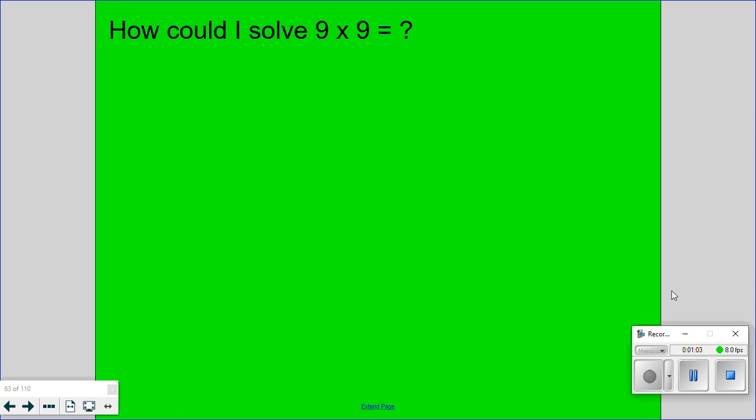Okay. Ariana? Yes, we've got that break apart. We might break apart the 9 into 2 smaller, easier equations. What else could you do? A strategy that we have learned.